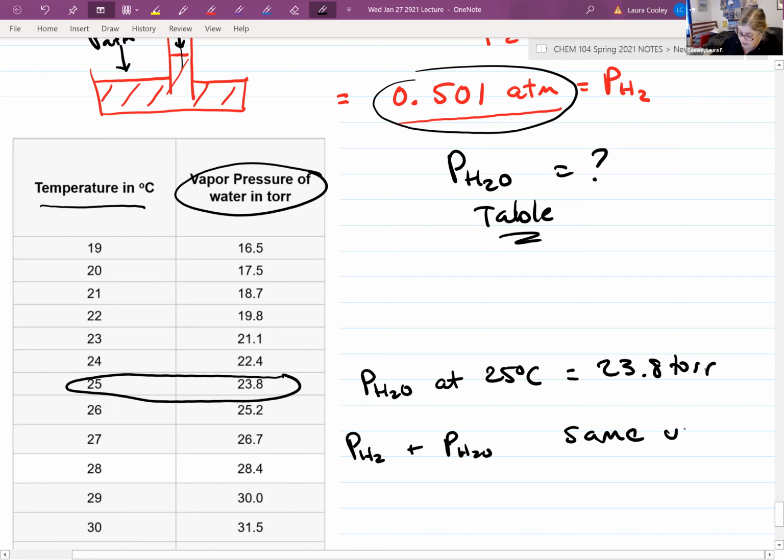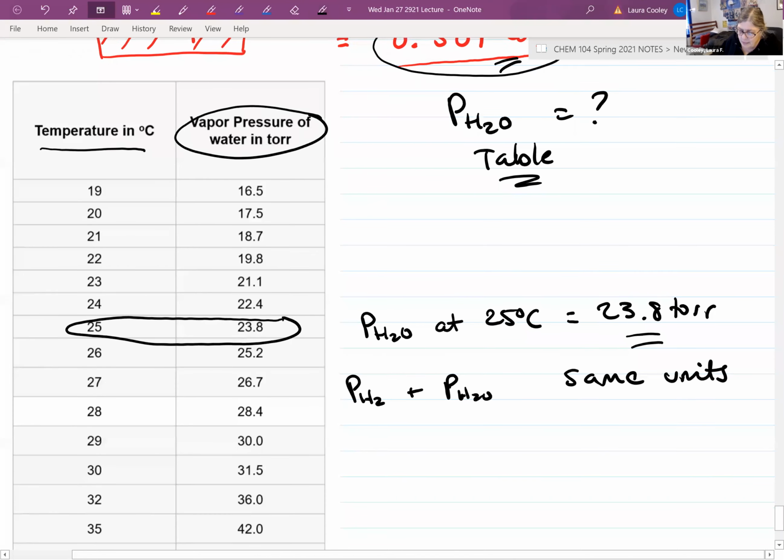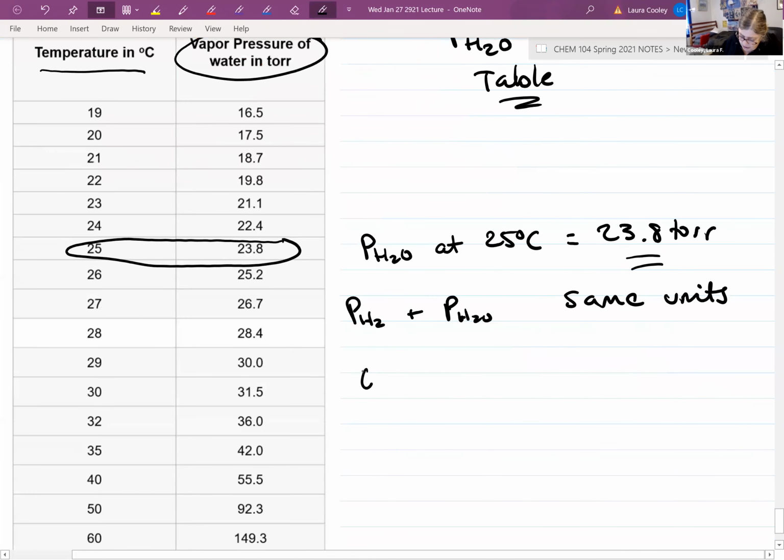Well, if I'm going to add pH2 and pH2O, they have to be in the same units. So I could either switch this to atmospheres or switch this to torr. I usually put everything in torr, but it doesn't matter at all. So 0.501 atmospheres.